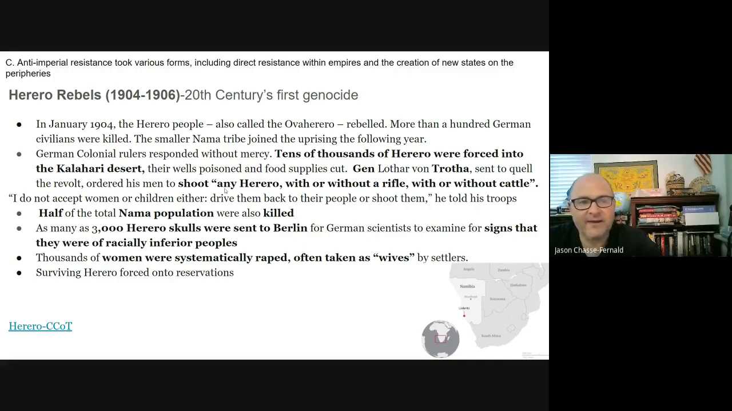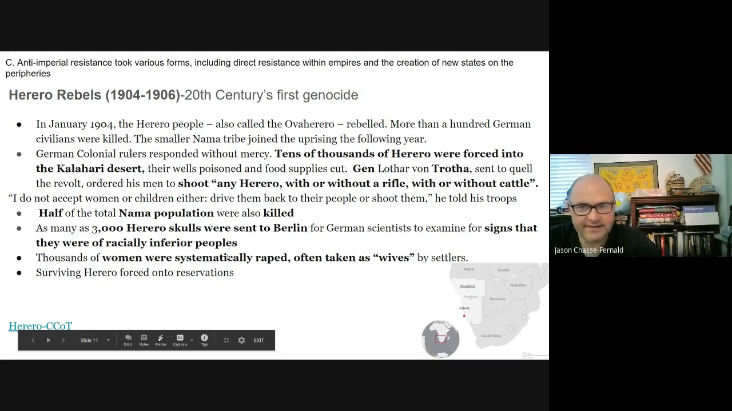In this very famous quote that comes out, it's any Herero, with or without a rifle, with or without cattle, right? The German military was ordered to shoot upon them. We do see around 90% of the population of the Herero are decimated in this. So you do have a 10% survival rate by the Herero after this event.